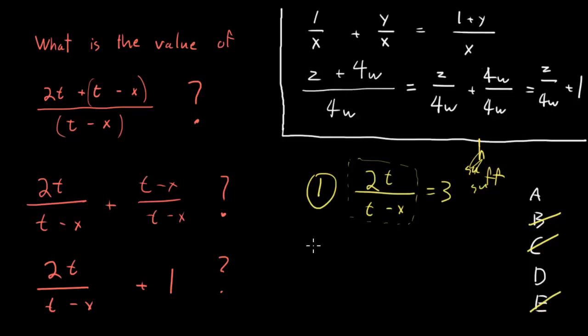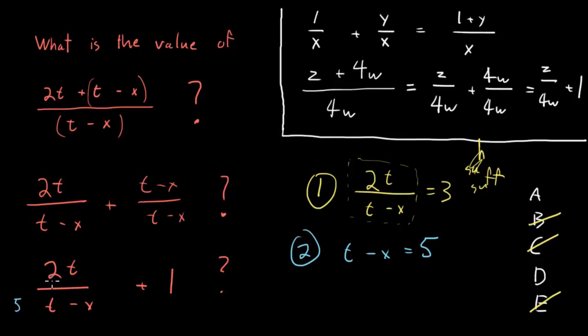On to statement number 2. And we have to forget about this information. Statement number 2 on its own: t minus x equals 5. Let's see. Does this help us with our expression? Well, we know the denominator now. We know that t minus x is 5. So 5 on the bottom.